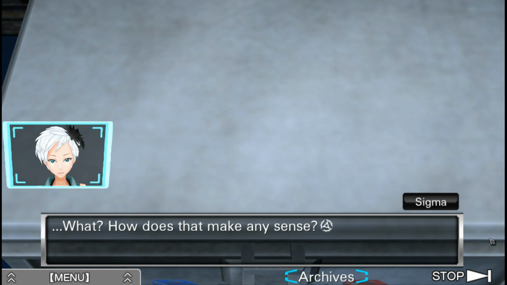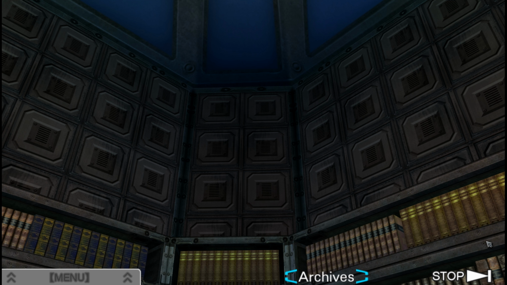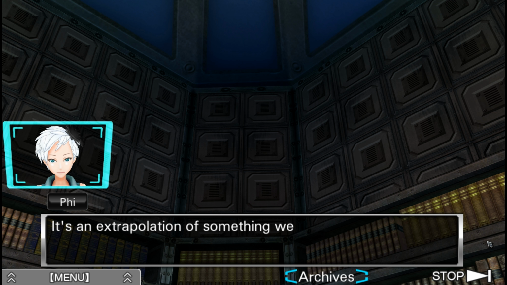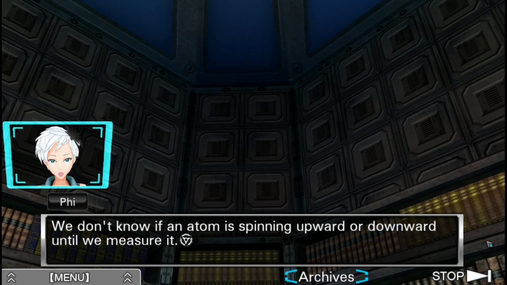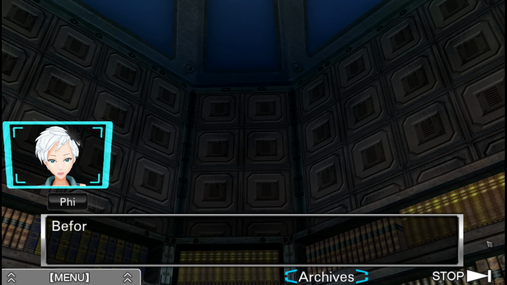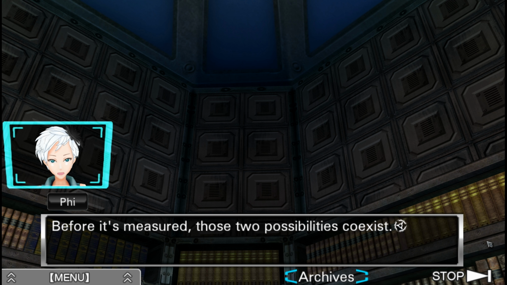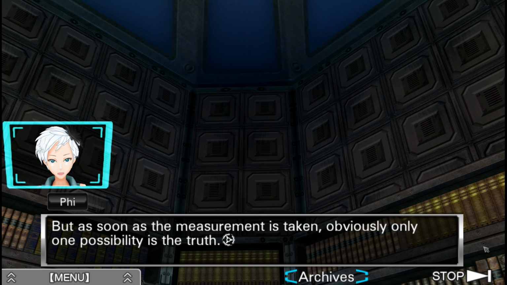What? How does that make any sense? It's an extrapolation of something we see at the atomic level. We don't know if an atom is spinning upward or downward until we measure it. Before it's measured, those two possibilities coexist. So the cat is both alive and dead? And we can't know it until the box opens. But as soon as the measurement is taken, obviously, only one possibility is the truth.